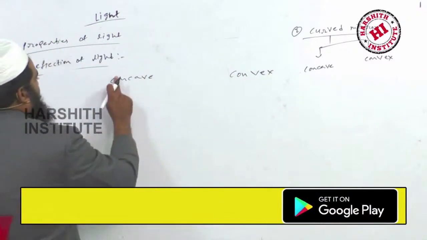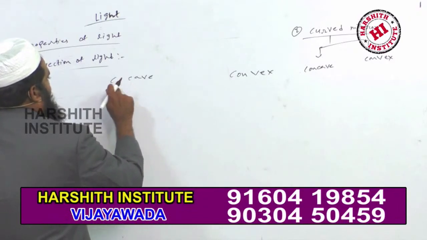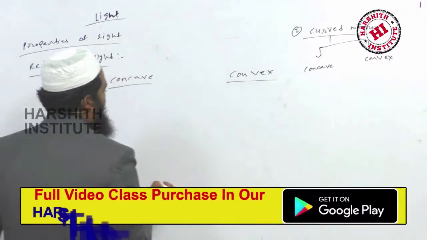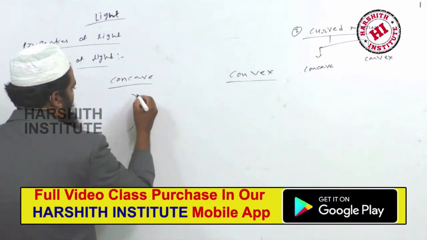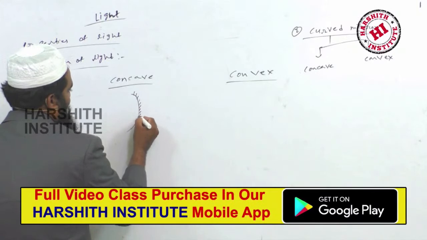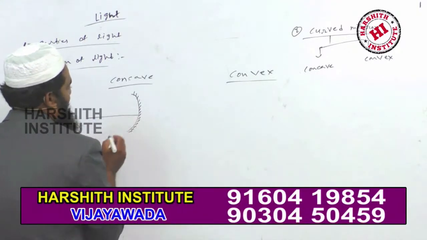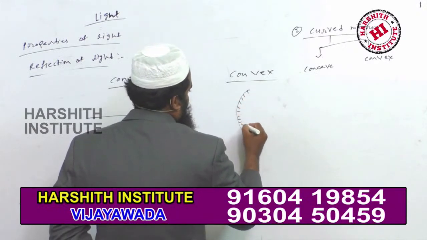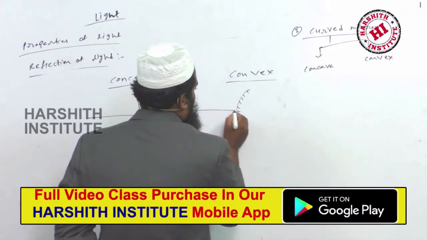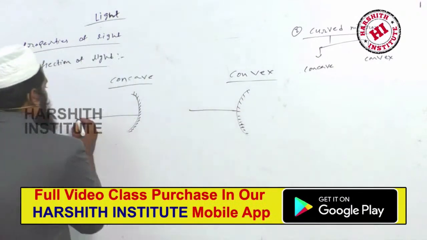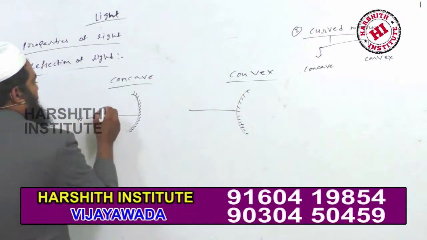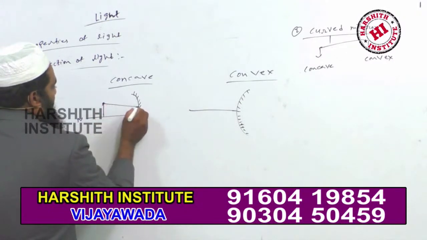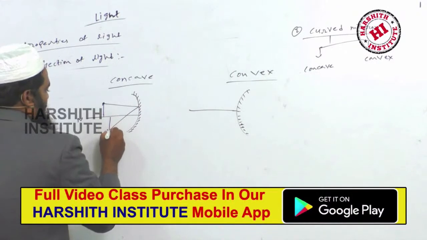Concave and convex. This type of mirror is concave. This type of mirror is convex. So this is the normal, and this is an object. This object reflects and forms an image.